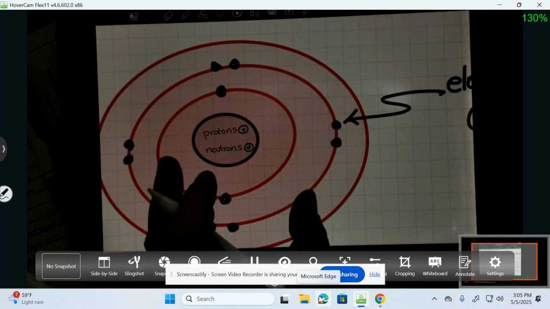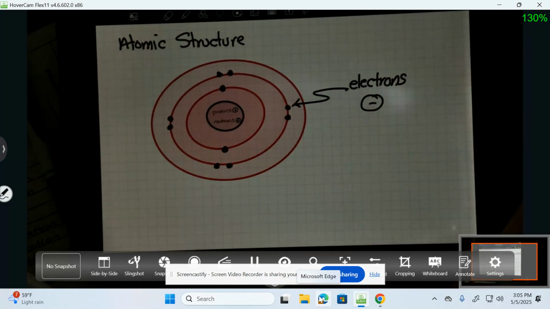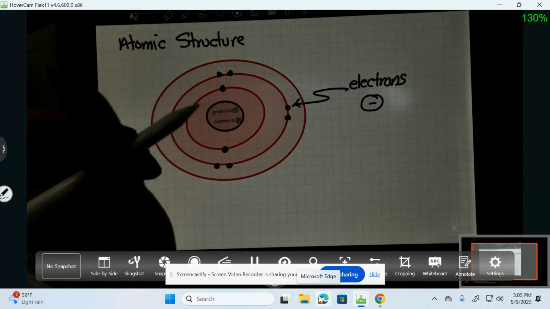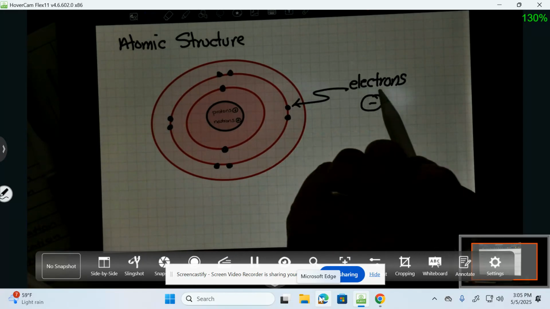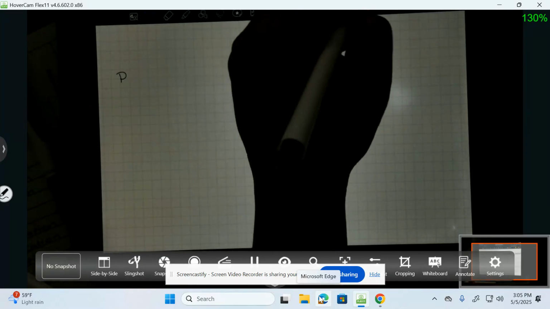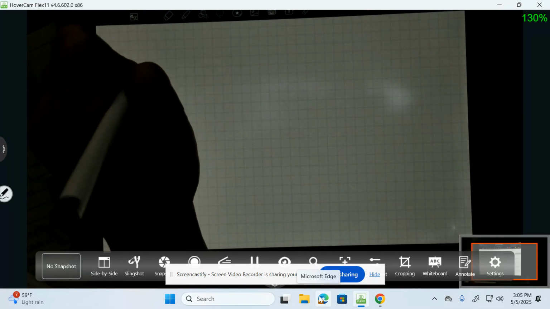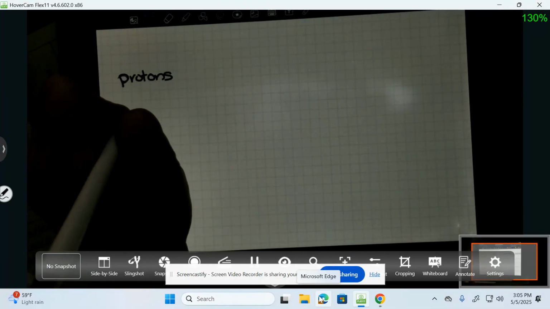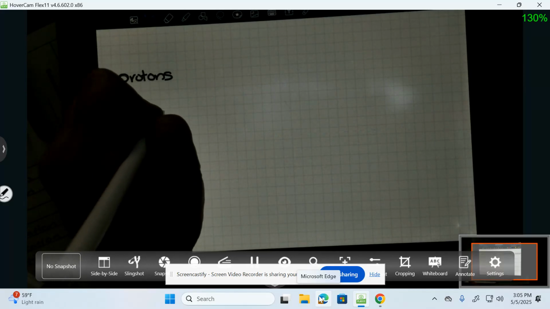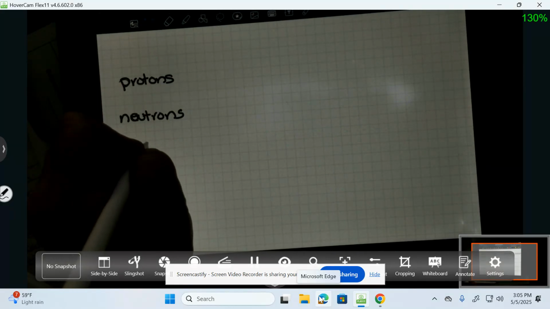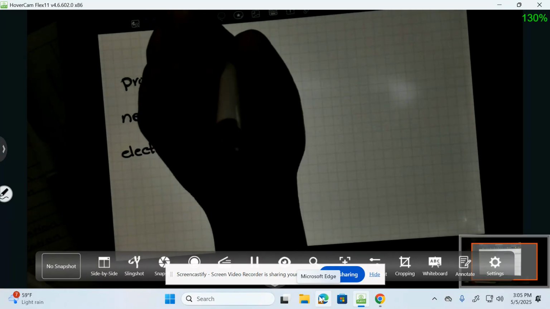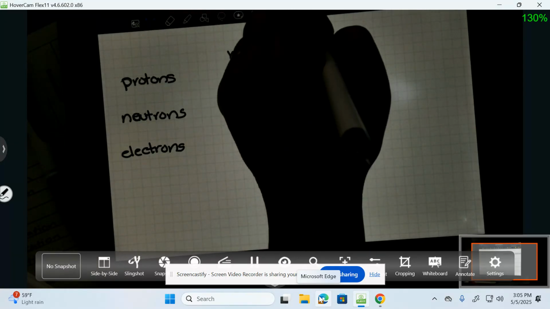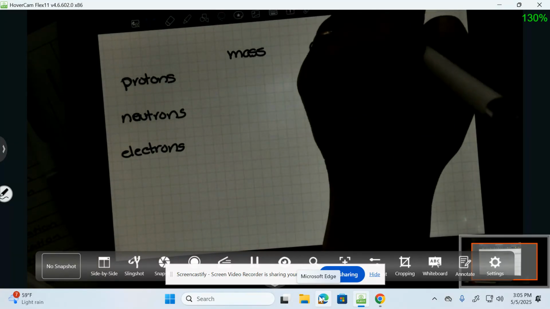I'm going to draw a chart for you so you have them all in one place, okay? Protons, neutrons, and electrons make up the atom. The protons and neutrons are in the nucleus, and the electrons are on the outside. All right, let's draw the chart. Protons, neutrons, electrons. Mass, charge, location.